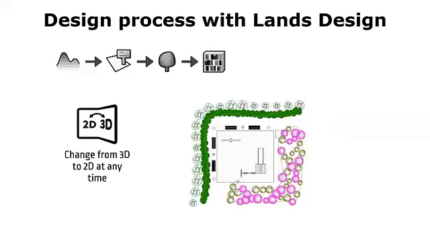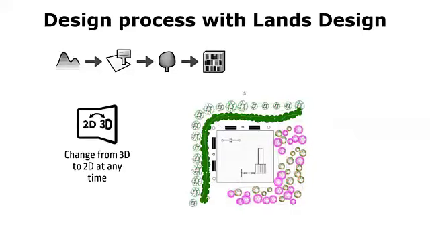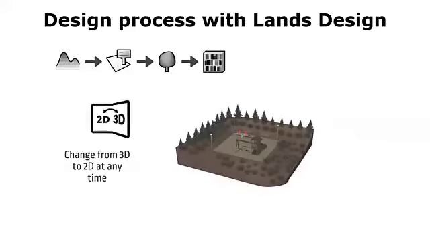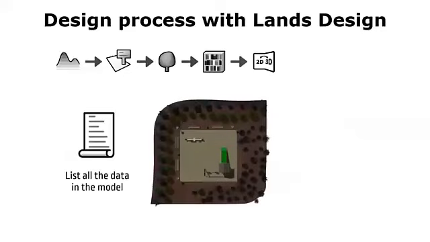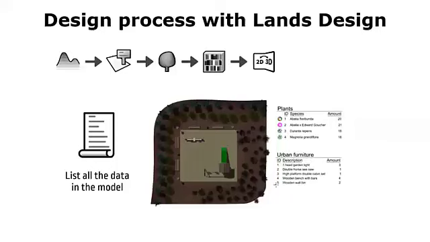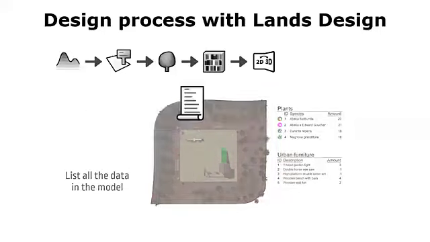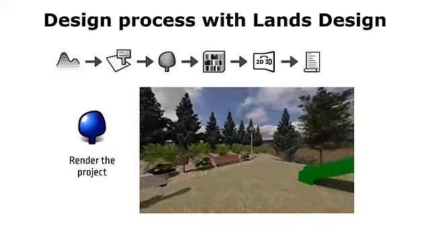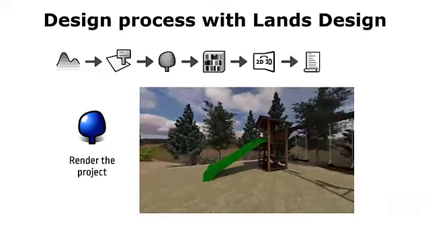You can shift between 2D and 3D at any moment of the project. As you see here, you can do modification in 2D and see what is happening in 3D. Finally, you insert the list of plants, furniture, earth moving operation, and so on. And you finally render the project.